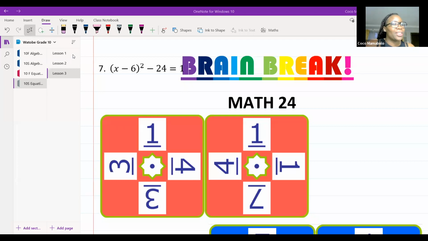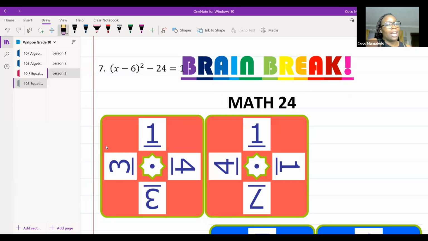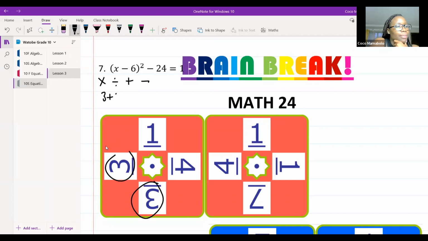All right. So what we want to do, guys, is use all the numbers in this square that I've got over here. I need to combine them in a way that gives me the answer 24. I can only use each of them once, and I can use all 4 operations: multiply, divide, add, and subtract. I'll give you guys an example. So I can go 3 plus 3, which is equal to 6.